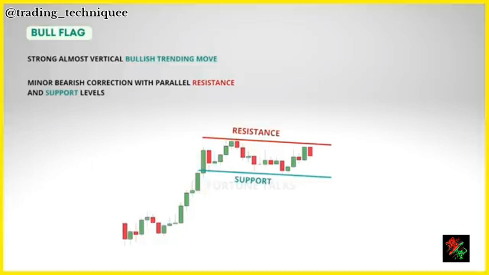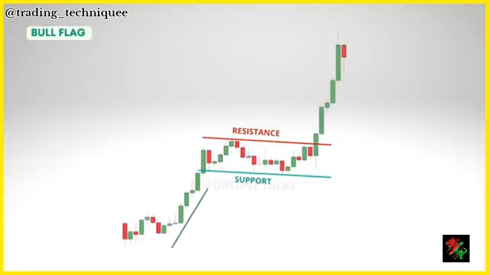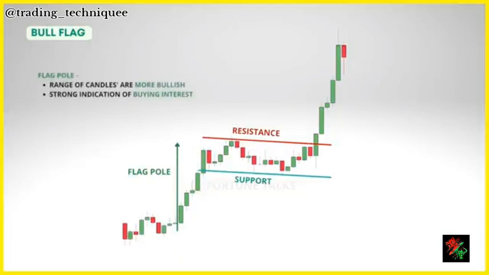Now, there are 3 components to any flag pattern. So I am going to give you a few hints to correctly identify the bull flag. We have to look for a preceding up move or an uptrend which makes a flagpole. As we know, the bull flag pattern forms during a bullish trend. This means that the candle's range is more bullish than usual and they tend to close near the highs. So it is a strong indication of buying interest in the market, and it also signals that the bulls are dominating the market.